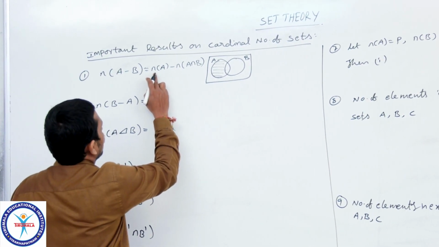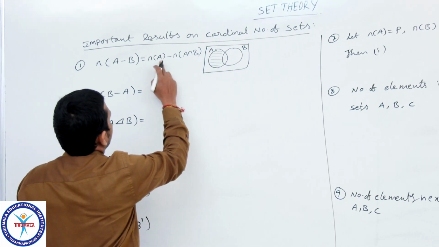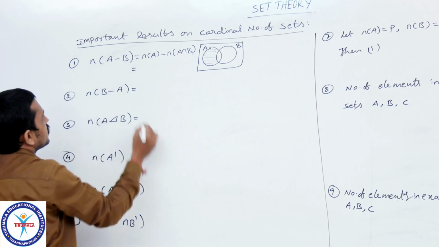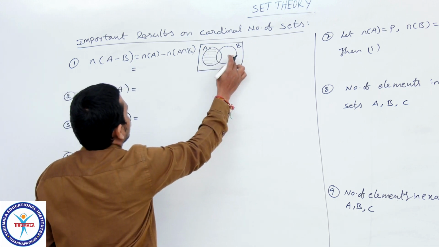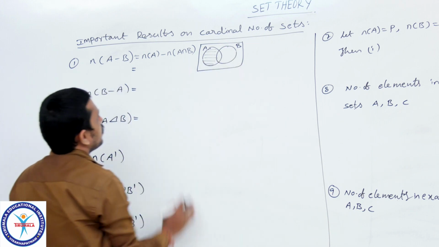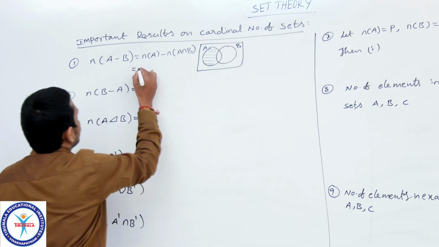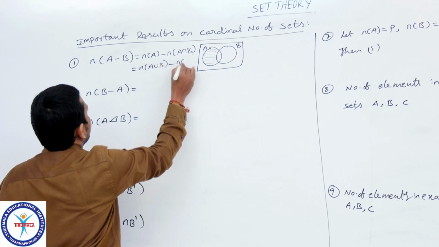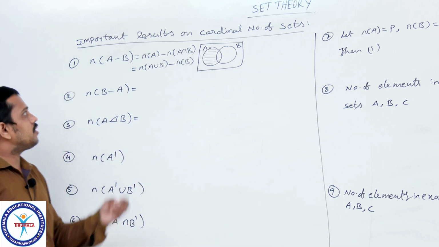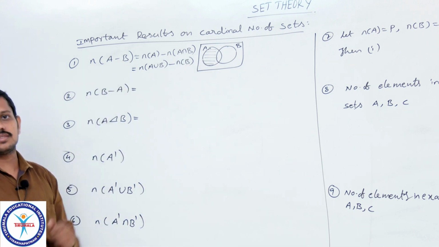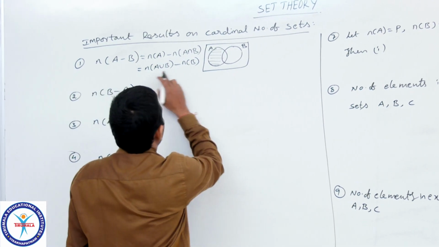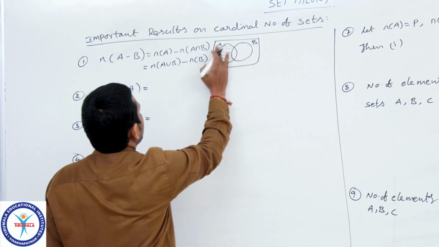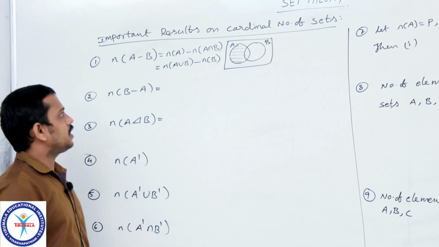These are only the elements of A which do not belong to B, or we can also write it as n of A union B minus n of B. A union B means the elements in A and the elements in B. If we exclude the elements of B, this also gives the number of elements in A minus B. A union B gives the total elements. From these total elements, if we exclude B, we are left with only the elements of A.